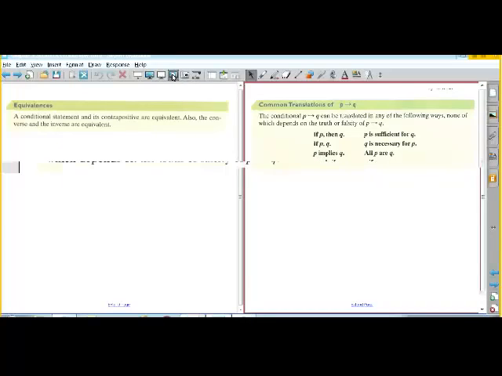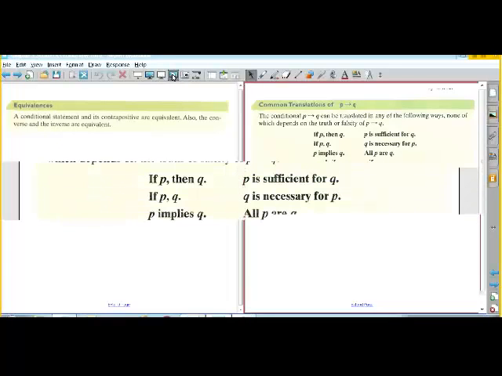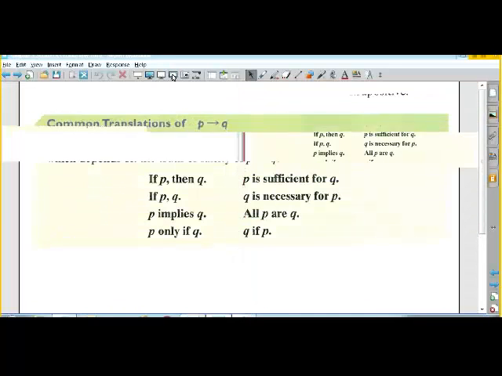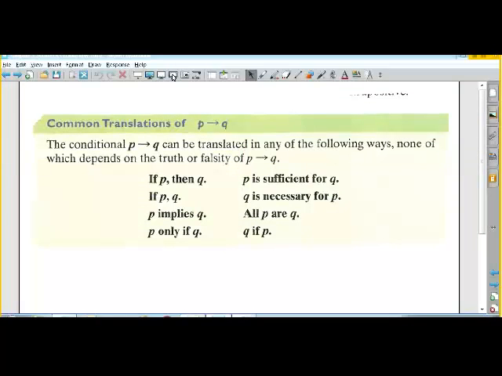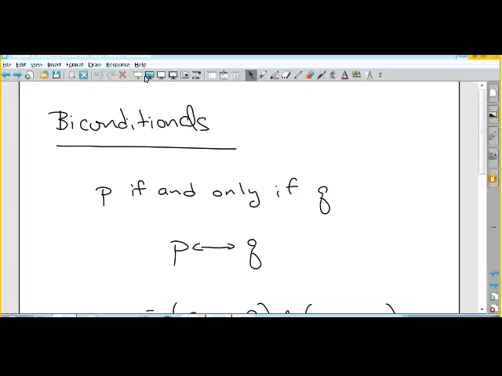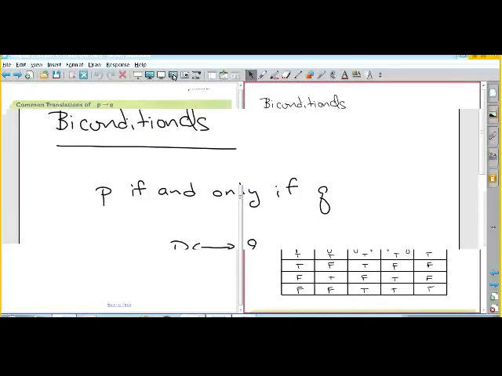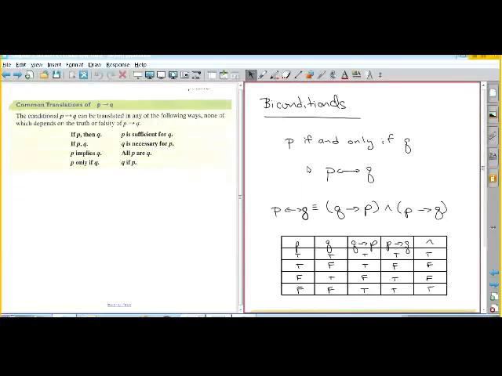Okay, so in the last class we were looking at these common translations of the conditional statement, the if-then statement. We're not going to use any of them except either if-then or some implied version of it, so I'm not going to spend too much time on that. I'm going to talk about biconditionals.